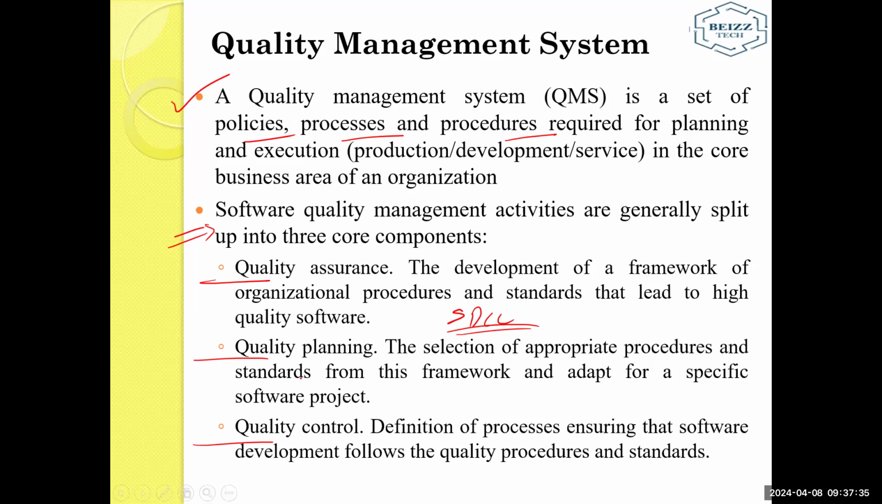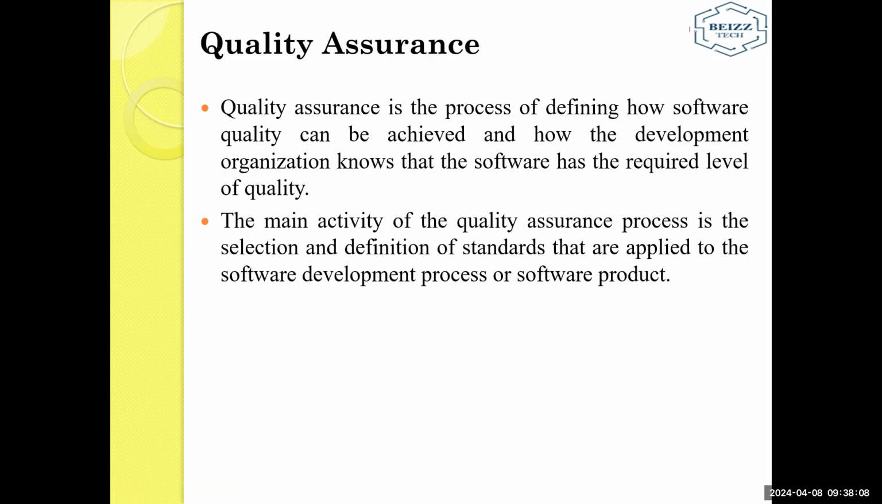Planning is some kind of selection of appropriate procedure standard from the framework, or we can say we adopt something new, whatever is necessary for our project, right? So based on planning only, we are able to decide. Control means what? Necessary steps, or we can say definition of a process ensuring that software development follows quality procedure and standard. So whatever has been declared as standard procedure, is it really we are implementing the same, we are following the same, that we can validate during quality control.